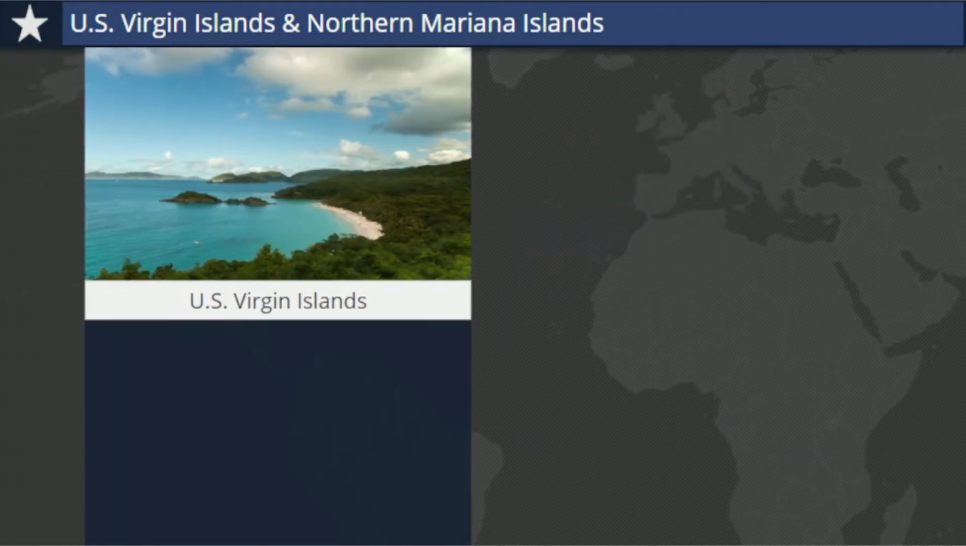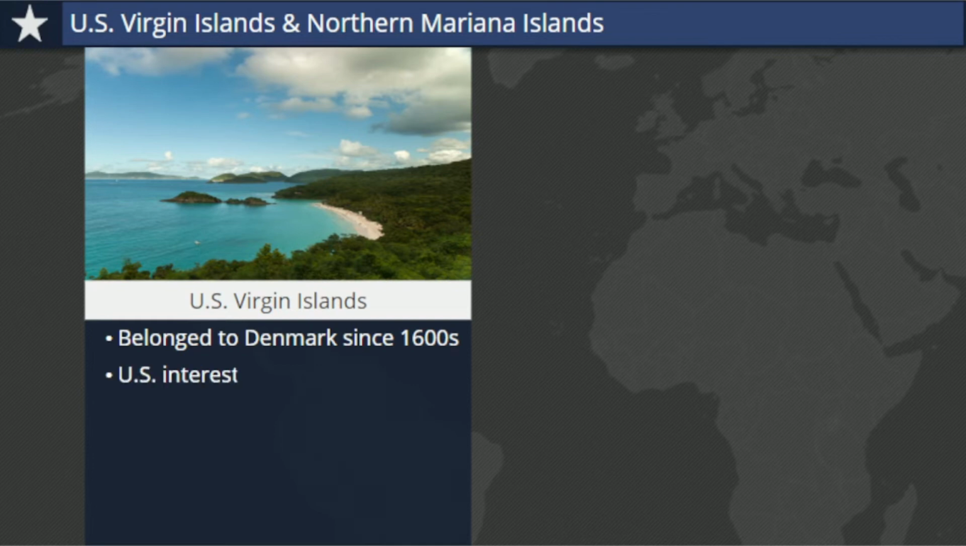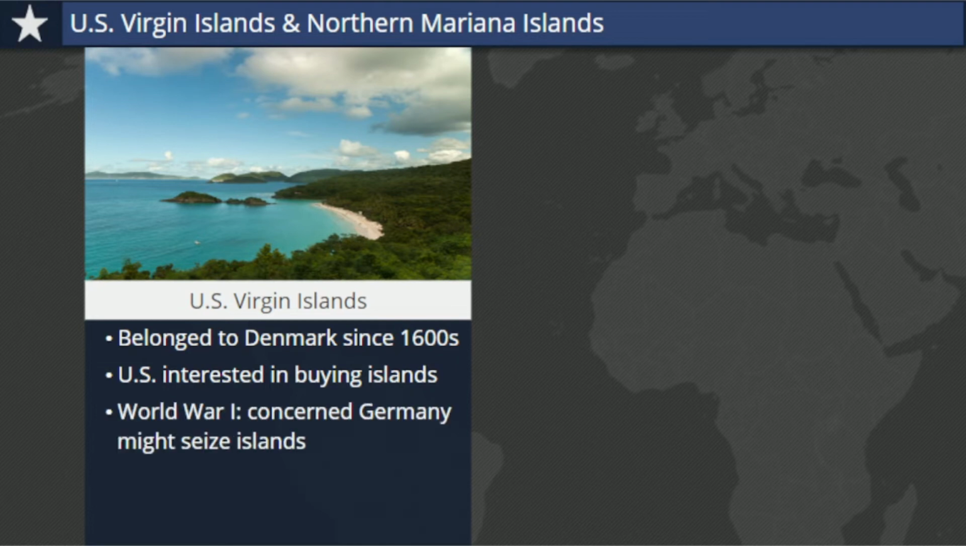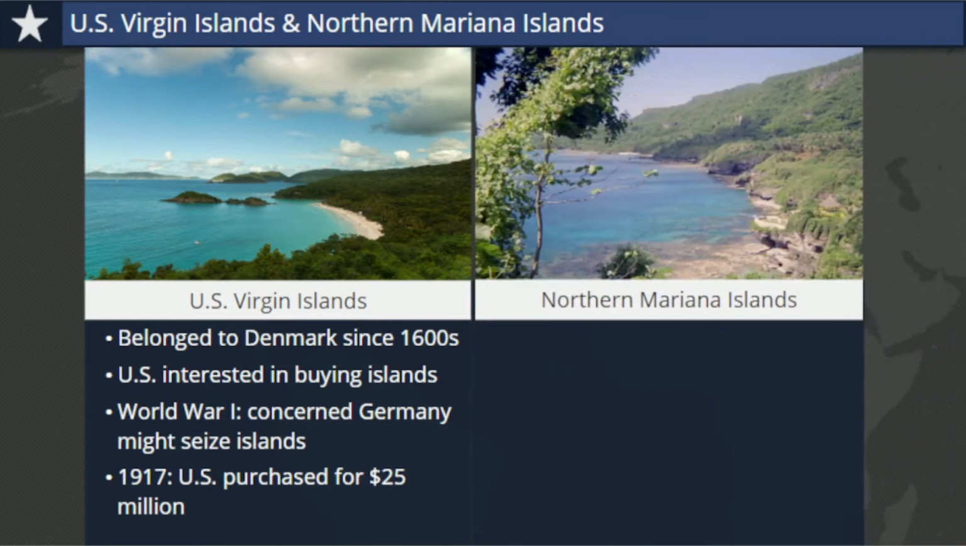What are today the U.S. Virgin Islands had belonged to Denmark since the 1600s. The U.S. had long been interested in buying the islands, but a deal wasn't finalized until 1917. During World War I, Americans were concerned that Germany might seize the islands and use them as a submarine base. In 1917, the U.S. officially purchased the islands from Denmark for $25 million, making them a new U.S. territory.